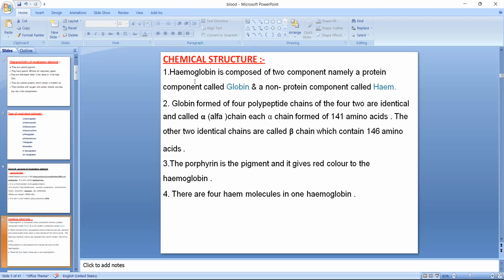Hemoglobin is composed of two components, namely a protein component called globin and a non-protein component called heme.